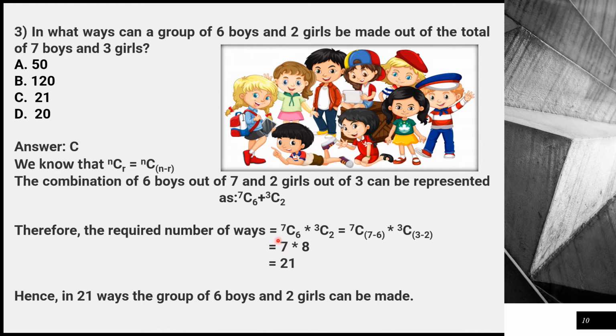So it is easy, right? That is 7C6, where 7 is the total number of boys and 6 are selected out of 7, and 3C2, where 3 is the total number of girls and 2 are selected out of 3. Solving that, using this relation, gives 21. So the option is C.